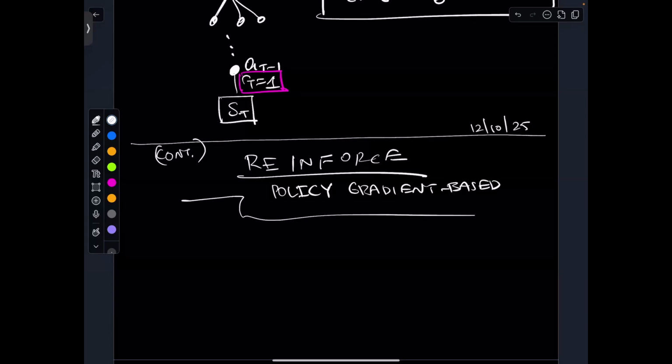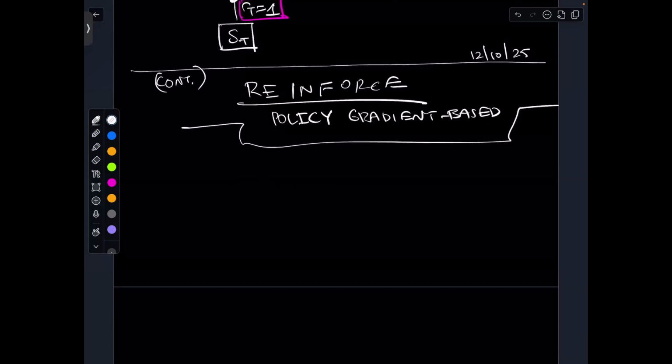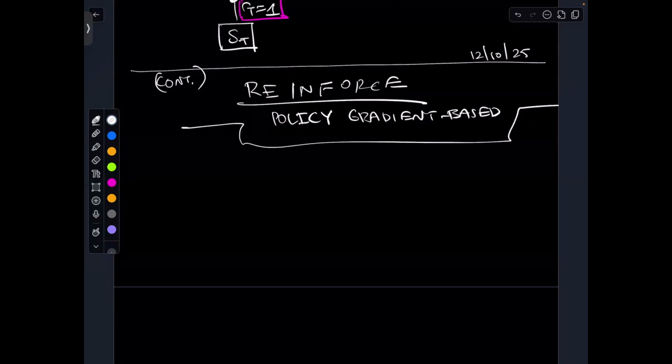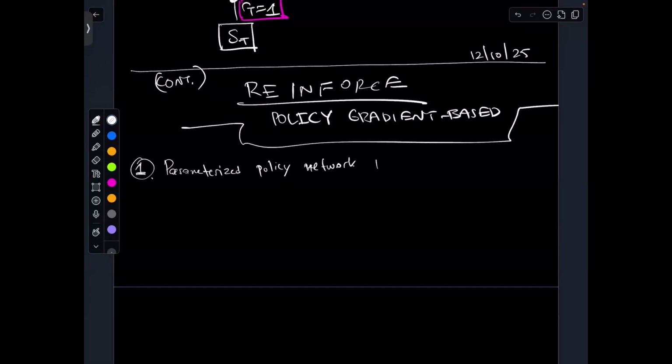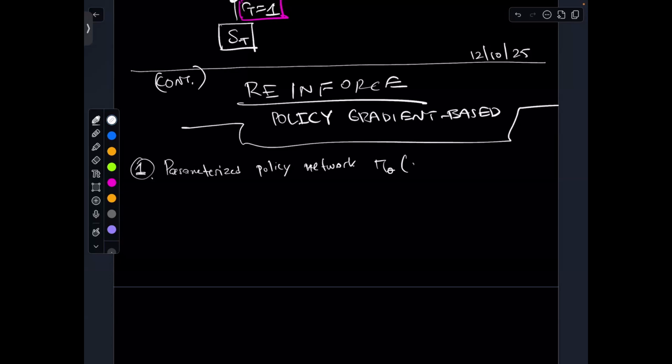Okay, algorithms. The first thing that we need here is the parameterized policy. I'm going to start writing with smaller letters because I may need to write some equations. This is basically going to be done with a network, and we will call it pi theta, which is a function of s given a.